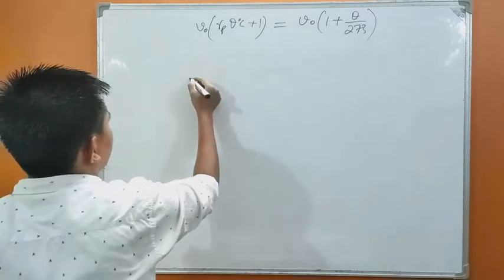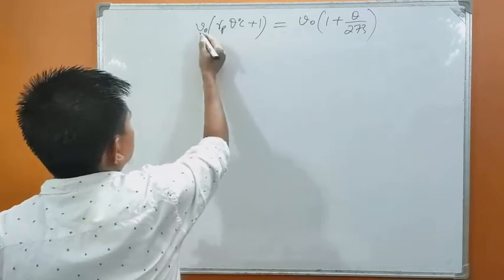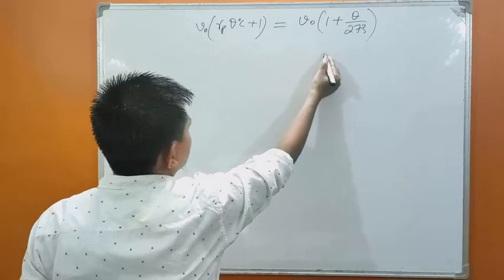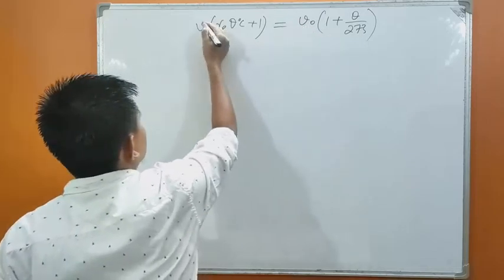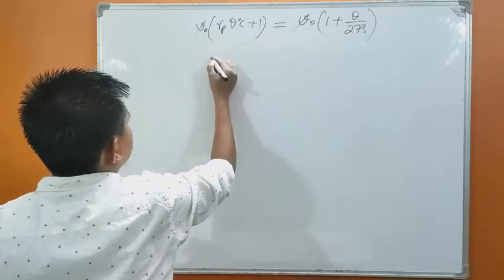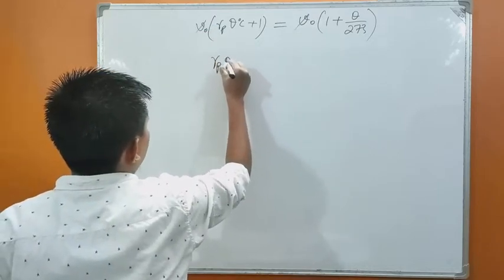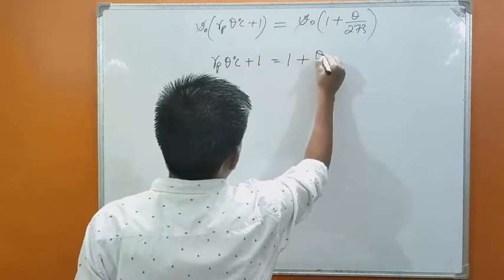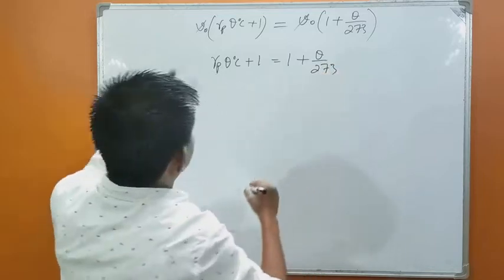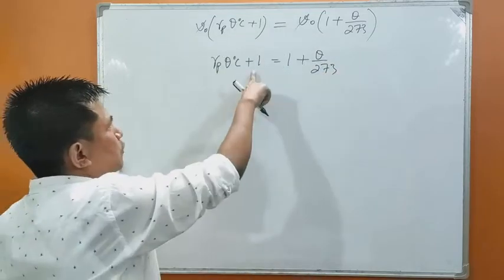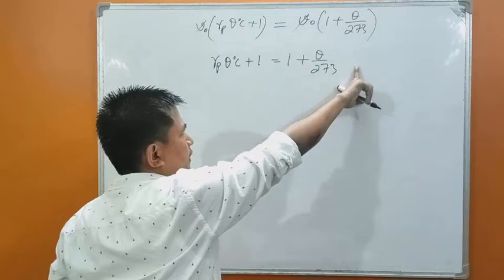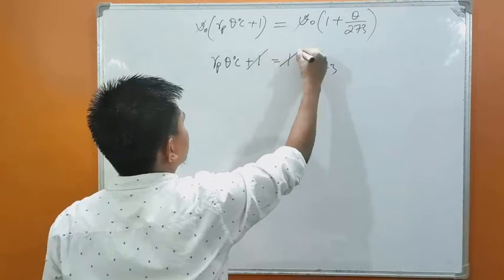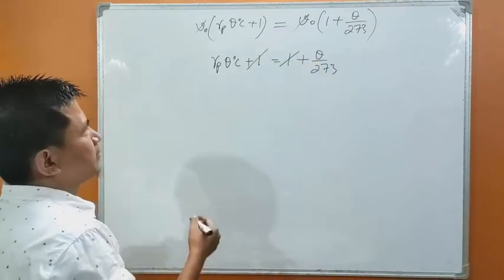Now this V0 and this V0 can be cancelled, because if I take this V0 to the other side, by cross multiplication it goes to the denominator, so the denominator V0 and the numerator V0 cancel. Now remains gamma P theta degree Celsius plus 1 equals 1 plus theta upon 273. This plus 1, if we take to the right hand side, becomes minus 1, and that minus 1 and this plus 1 become 0, so you can cancel this 1. Are you getting my point?